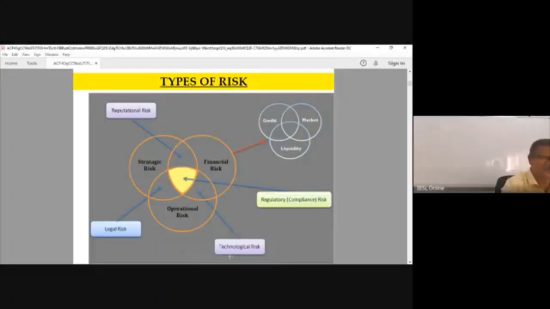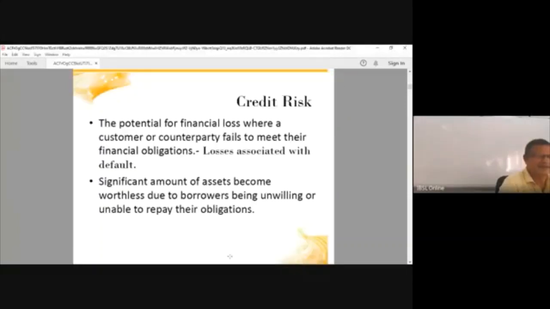But out of all these, we have a very limited area to learn under your credit management, which is financial risk. Part of financial risk is credit. So you see in this slide, what is credit risk? Credit risk is the potential for financial loss where a customer fails to repay his obligations or loans. In simple words, losses associated with default are also called credit risk.